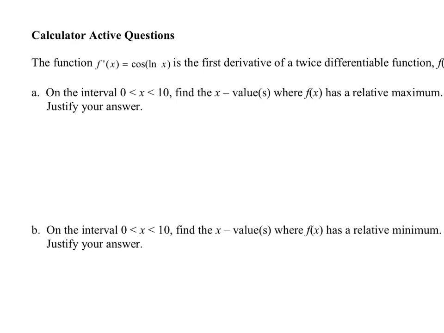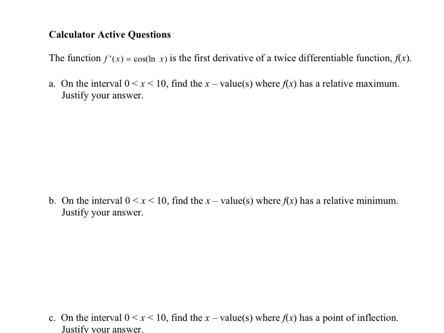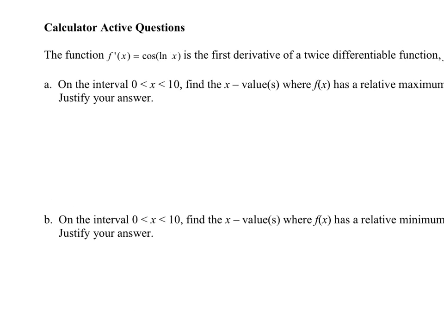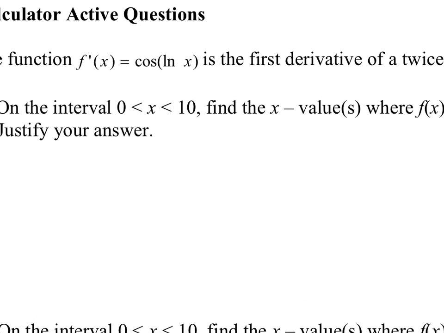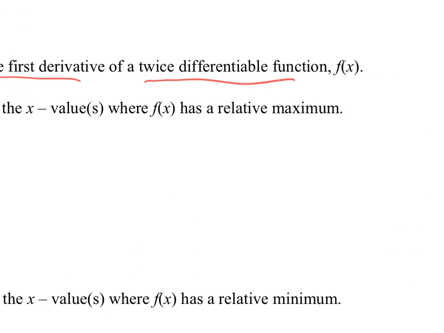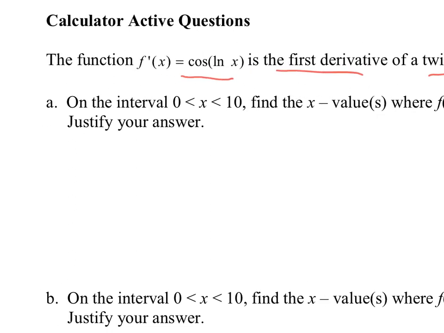Calculator questions. Now, obviously, if I pull up a calculator, you're not going to see it. There's only this page. You have the last homework to work on to prepare for your quiz. The function f prime of x is cosine of natural log of x. It says it's the first derivative of a function that you can take a derivative of twice. So it's twice differentiable. The only thing that is not twice differentiable is a line.